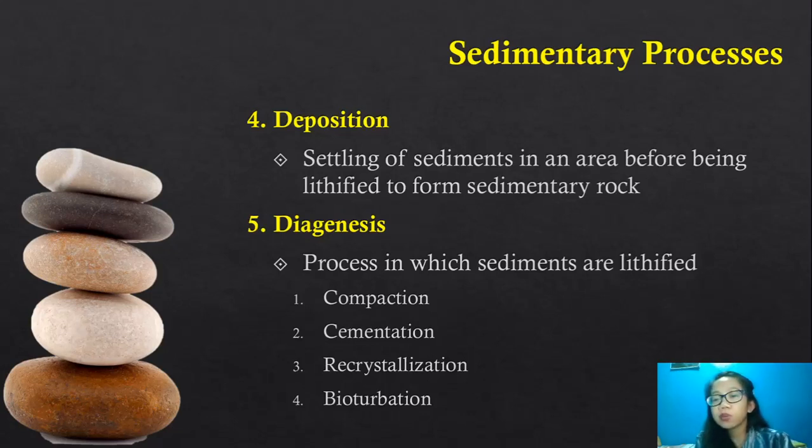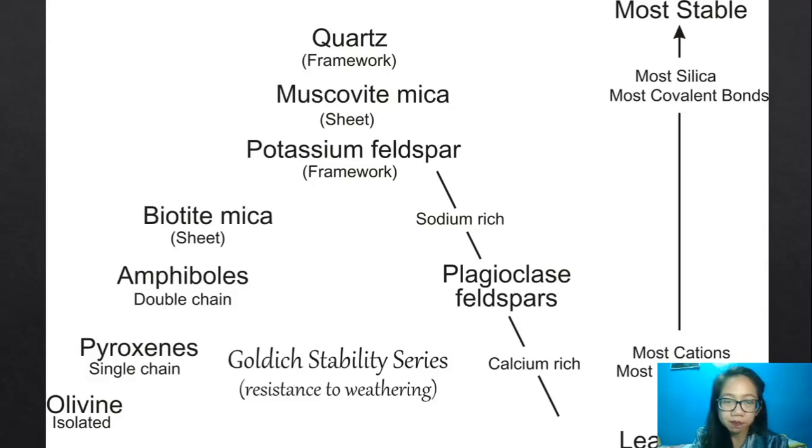So eventually they will poop that out because they don't need that in their system for a long time. And then the poop will create this new sedimentary rock. So that's an example of bioturbation.